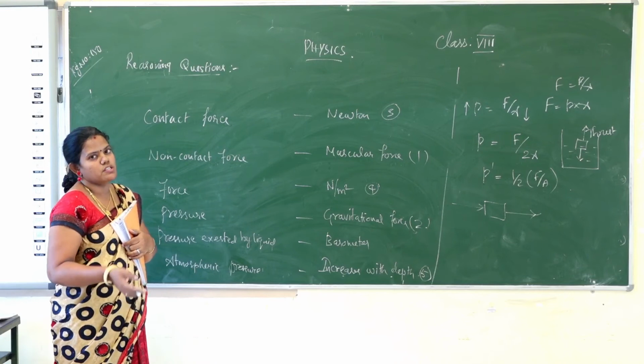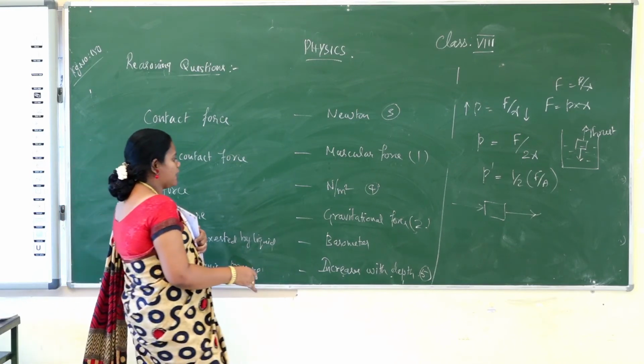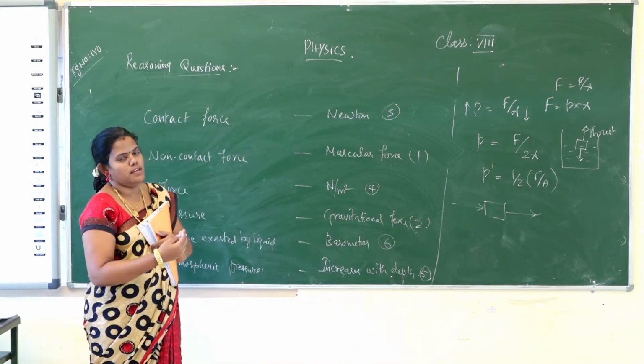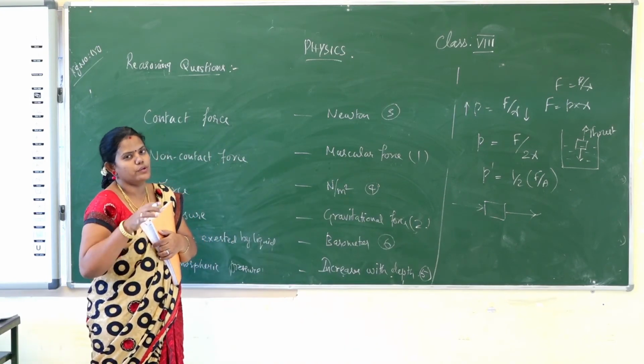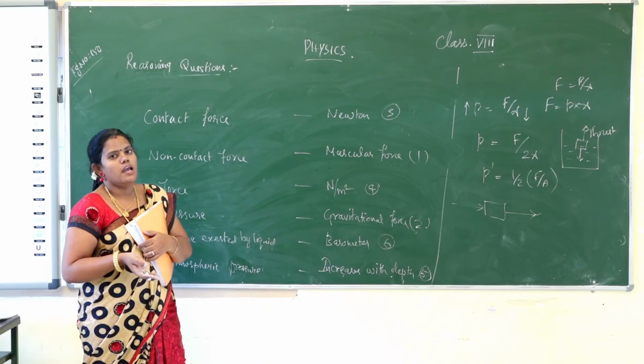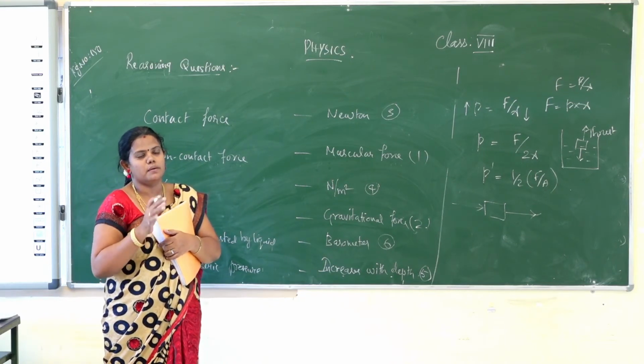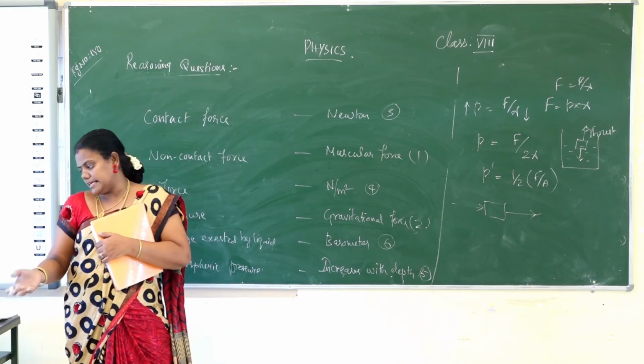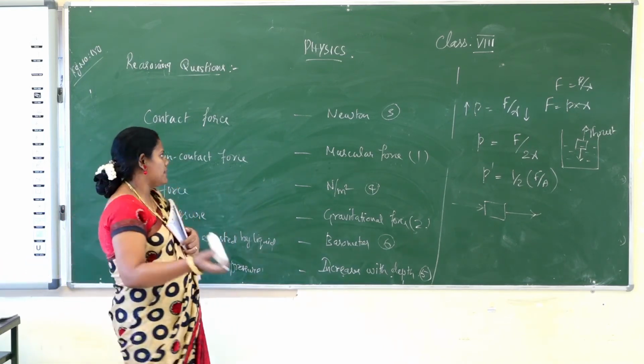Which instrument is used to measure atmospheric pressure? That is the barometer. Okay, so that's the way. First learn thoroughly the units of pressure and force, and the important terms in pressure and force, so you can easily match the left hand and right hand side parts. Okay, so that is the match the following.